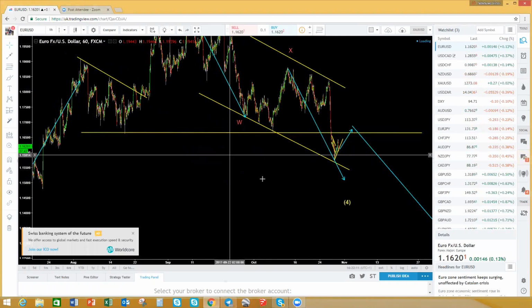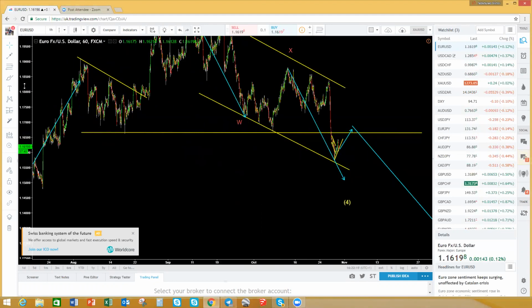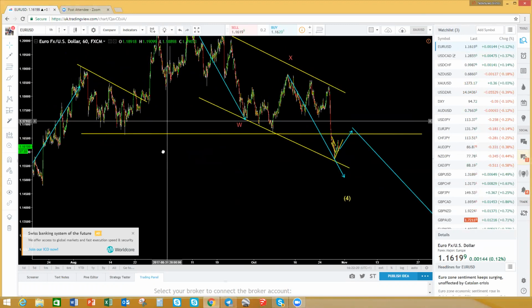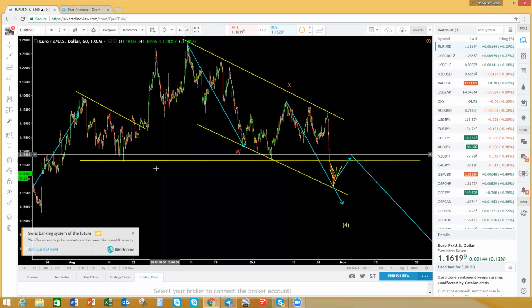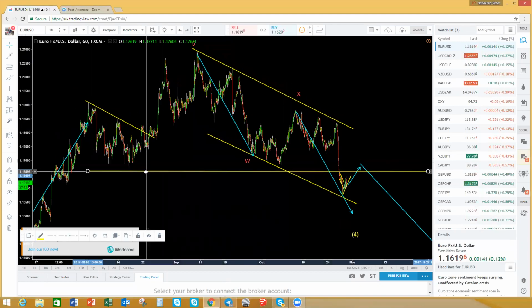Oh yeah, the area is around 1,150. Around that area, that's where we're going to start looking for buys under Euro US dollar. The reason I had this line is I was showing somebody else how they do this head and shoulders thing, how they trade it.